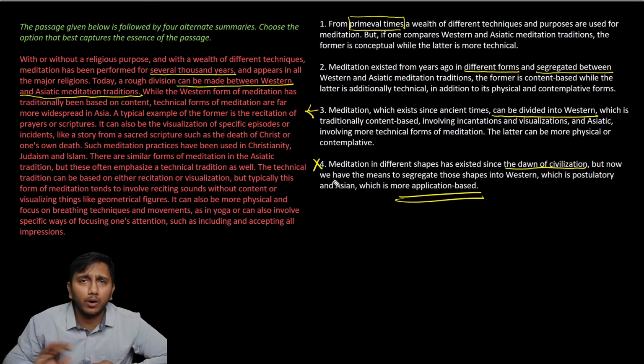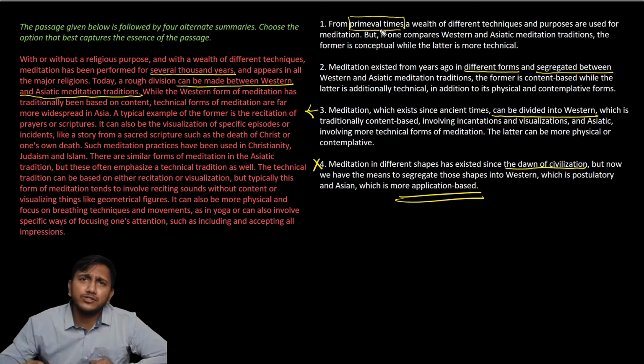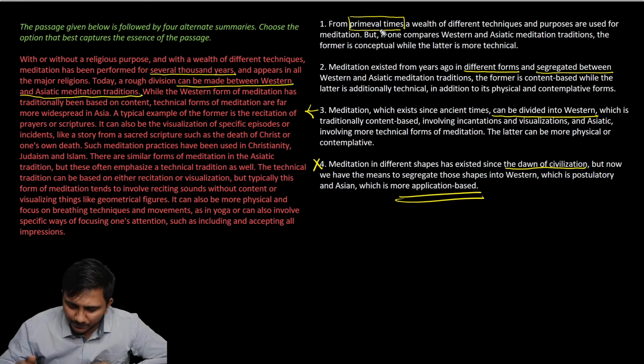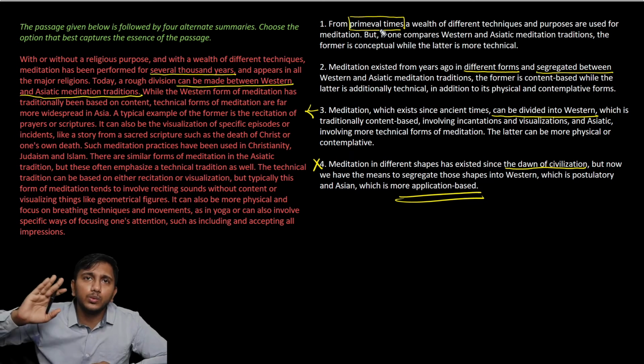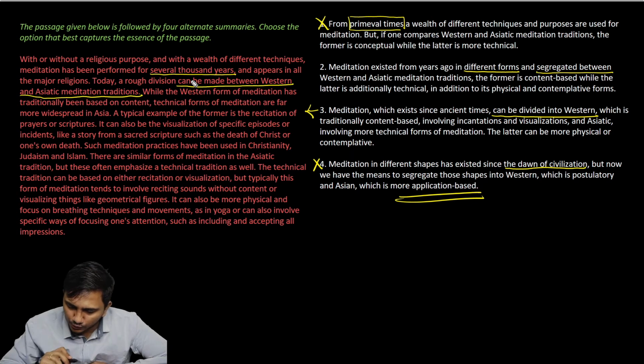So we have got rid of option 4 anyway. Now let's look at 1, 2, and 3. So primal times is too old. Okay, you cannot say 1,000 years is primal time. Primal times means deep into history. So I can get rid of that. Primal times doesn't do justice for several thousand years.